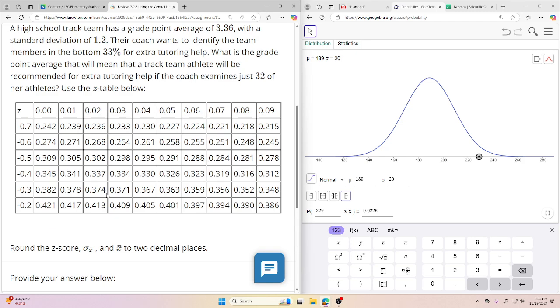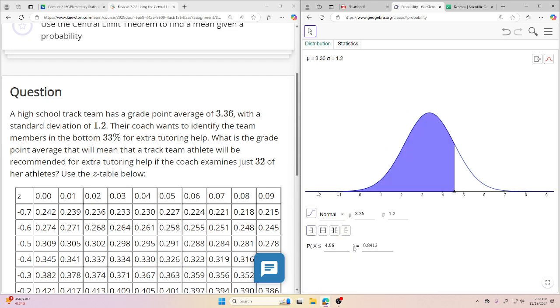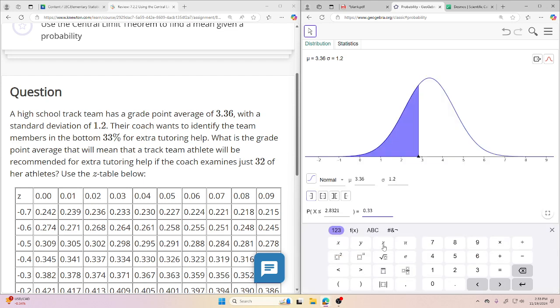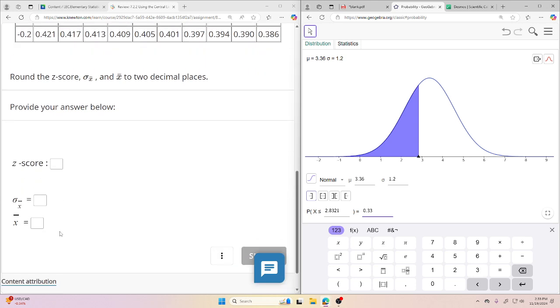That's why we're practicing. Okay, so standard deviation, average, bottom 33%, popping it in. That's exactly what I want to do. I just want to pop it in and see what happens. So here we go. 3.36. Oops. And then 1.2, and they say the bottom 33%. Awesome. And so, what are we doing here?